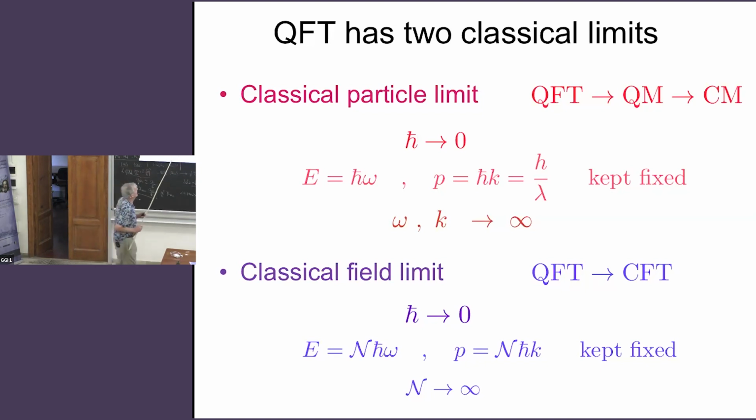And of course, if you're going to apply this to dark matter, you're going to have to say there are many, many such particles. There's also the classical field limit, which is a different limit where you take h bar goes to 0, keeping the energy and the momentum fixed, but for every mode, you let the number of quanta go to infinity. So now the frequency and the wavelengths are kept fixed, but the number of quanta go to infinity when h bar goes to 0. And that's how you obtain, say, classical electrodynamics from quantum electrodynamics.